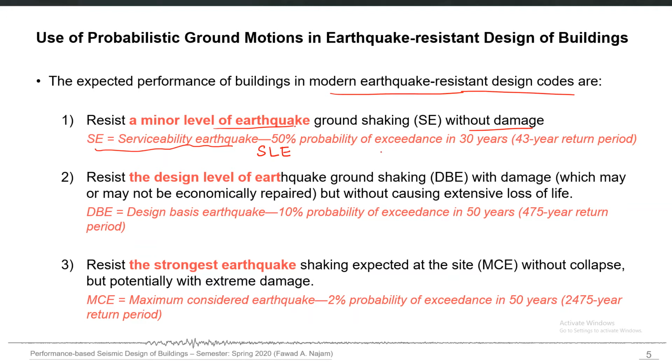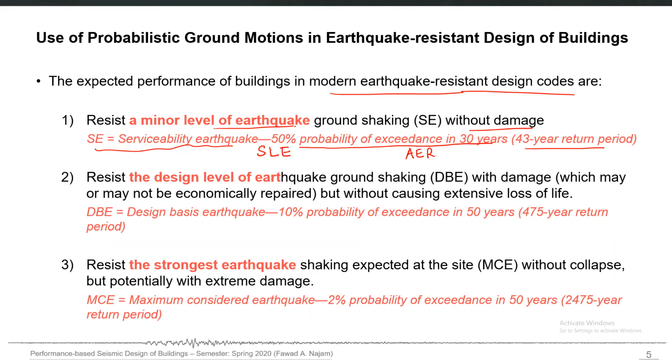So now you have another earthquake definition, which is the SLE level, having a 50% probability of exceedance in 30 years, which means that in the next 30 years there is a 50% chance that an earthquake having a magnitude more than this SLE level earthquake will occur. Because you can convert some probability of exceedance in some years into the return period, because you can calculate the annual exceedance rate, and the reciprocal of the annual exceedance rate will be the return period.